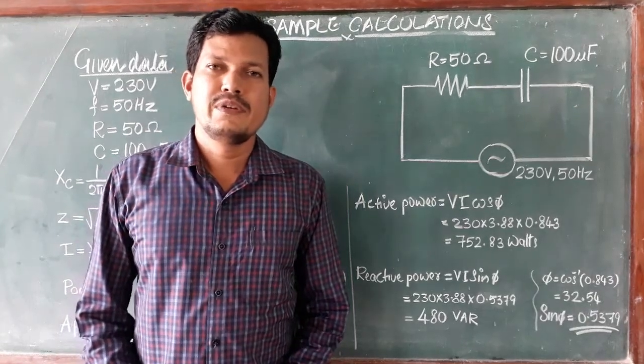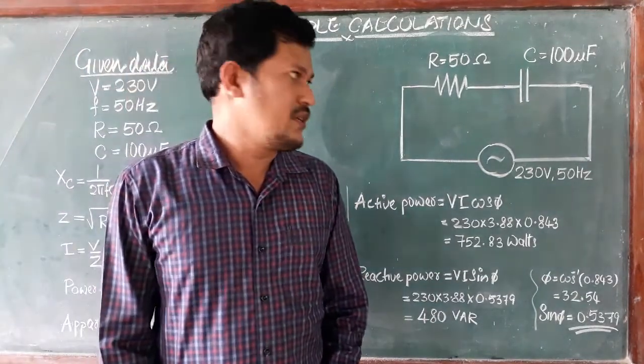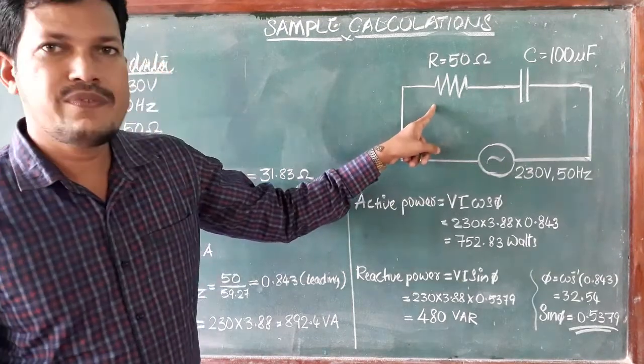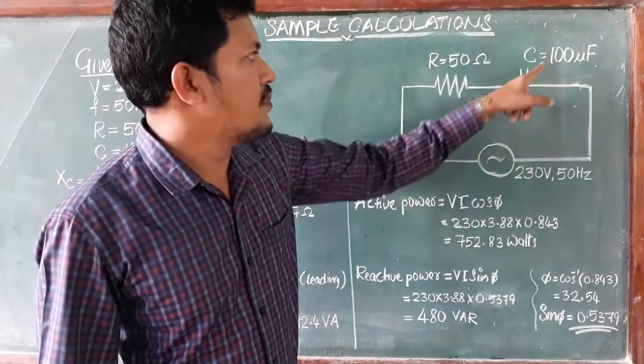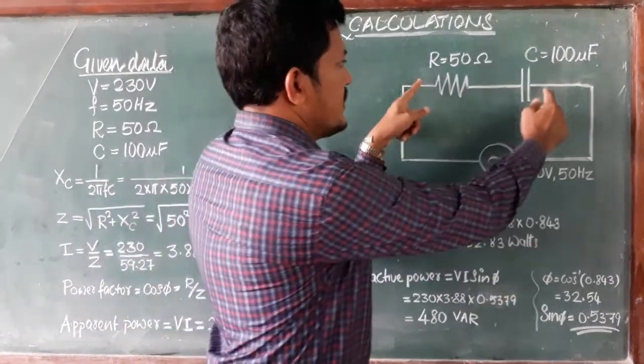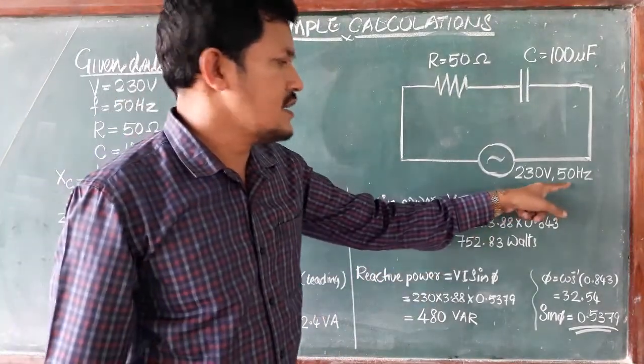Welcome. In this video, we are going to study the calculation of an R and C series circuit. Here one circuit is drawn. It consists of a resistance of 50 ohm and a capacitor of capacitance 100 microfarad. Both are in series. The series combination is connected across a 230 volt, 50 hertz supply.